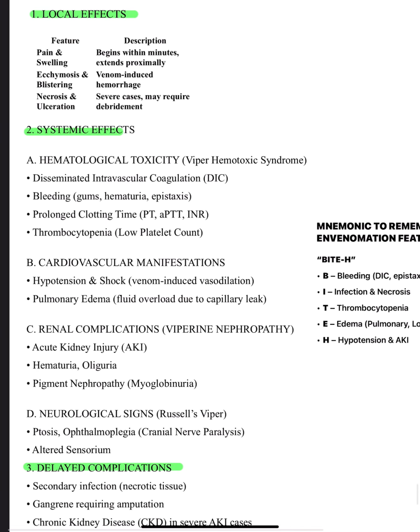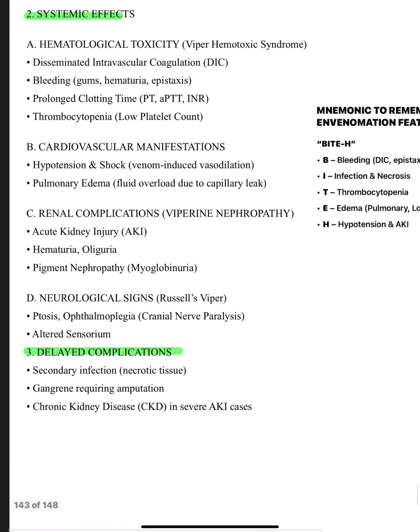Under local effects, we will see pain, then ecchymosis and blistering, and necrosis and ulceration. Then with respect to hematological toxicity, we can have DIC, bleeding gums, hematuria, epistaxis. Remember two for each is enough. Prolonged clotting time, all this you can remember for hematological. Cardiovascular manifestations are hypotension, shock, and pulmonary edema. Renal is AKI, hematuria, oliguria.